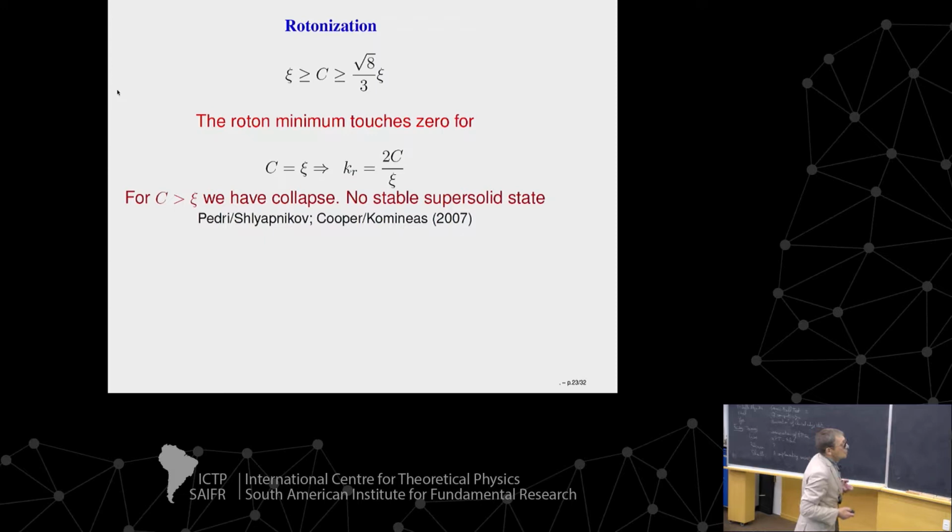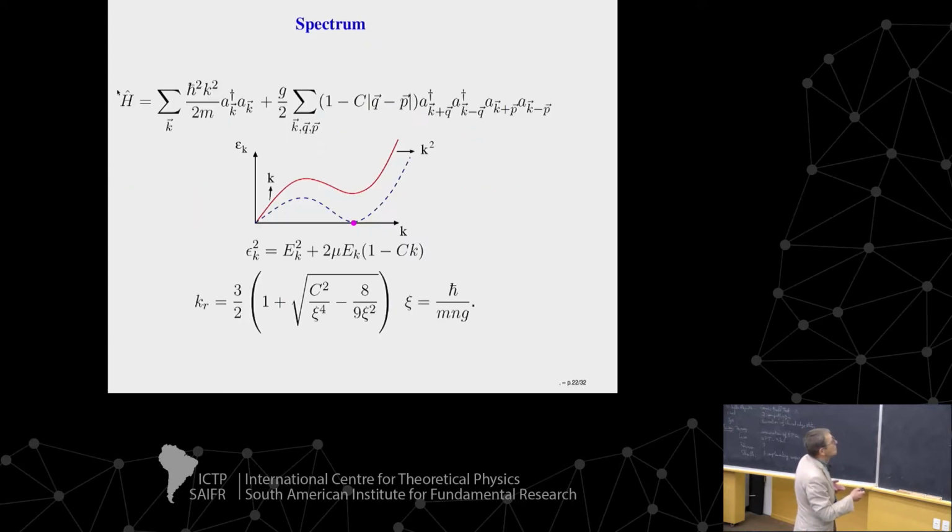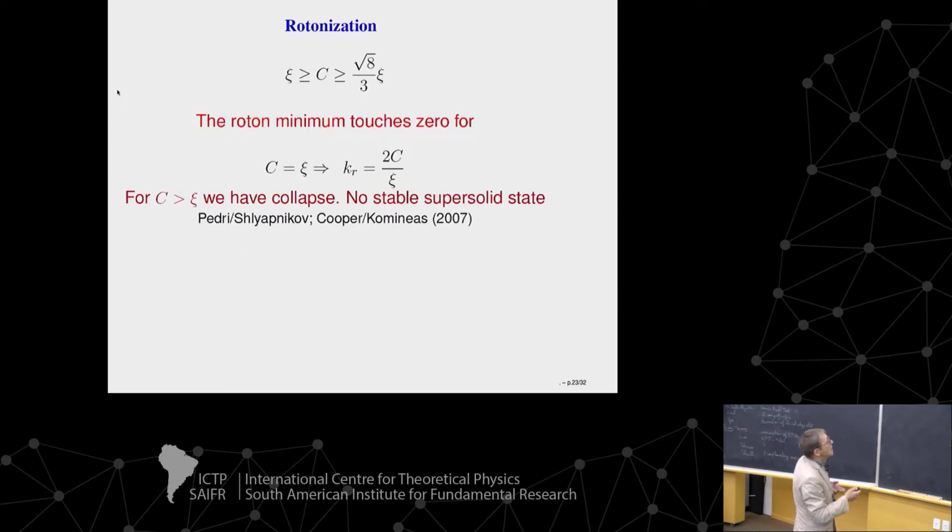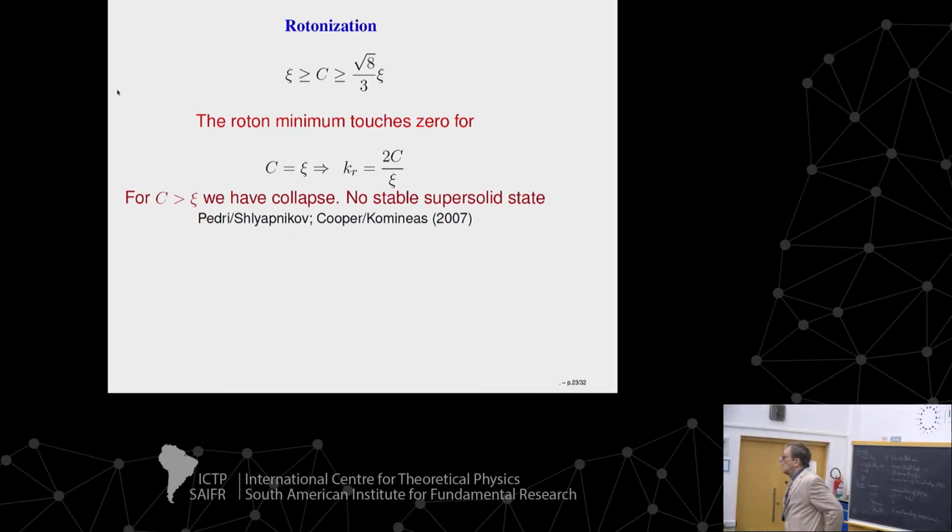It turns out, and this has been checked numerically, yes, that for c larger than psi, we have a collapse. This also follows from the relation for the excitation energy, yes? And, sorry? Sorry, I didn't get, where is the roton?